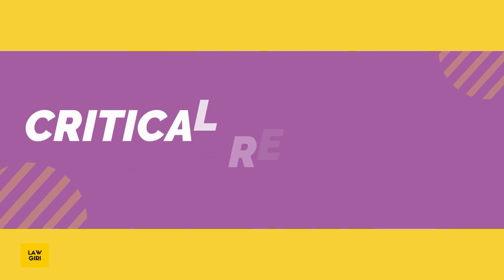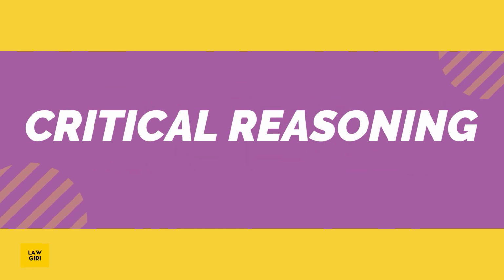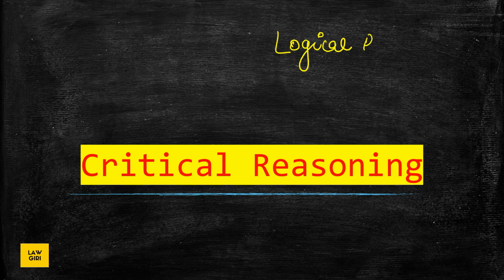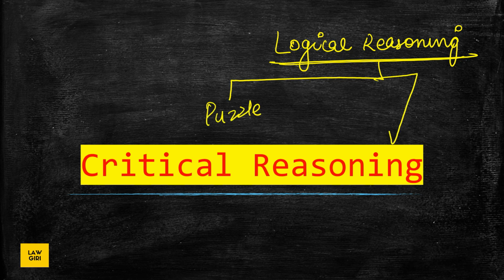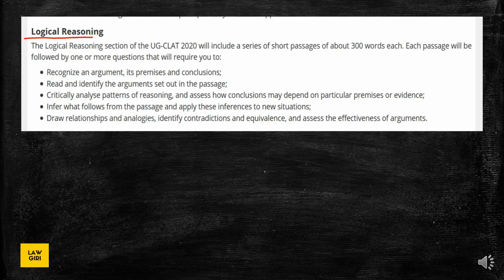Moving on to critical reasoning. Critical reasoning is your logical reasoning. We also call it critical reasoning, and it is also known as logical reasoning. Logical reasoning can be divided into puzzle type questions and critical reasoning. We are going to discuss this in detail now. For logical reasoning, let's have a look at what the guidelines say, because whatever is said in the guidelines is what is followed in the paper.